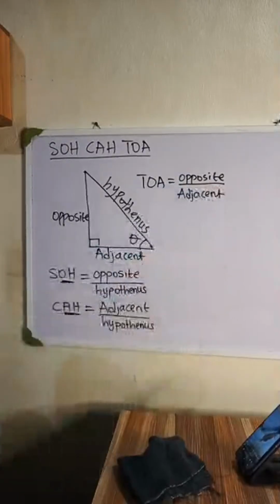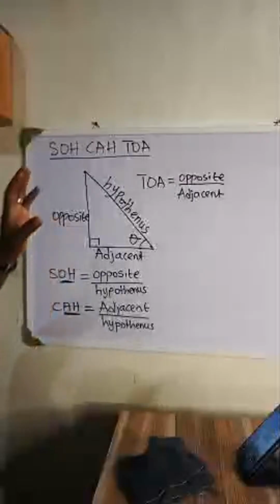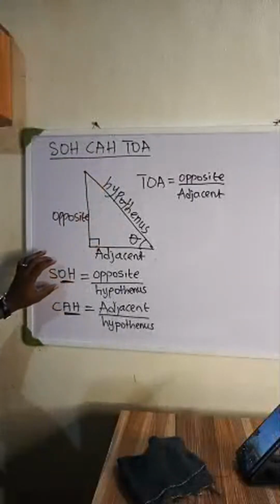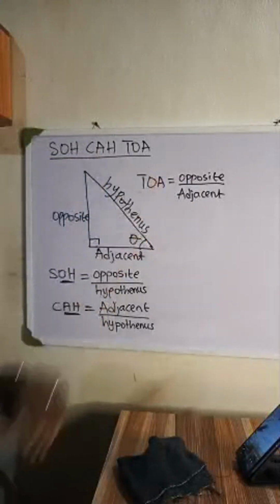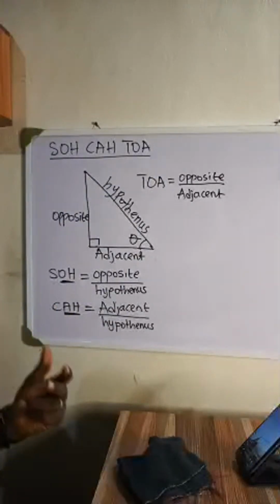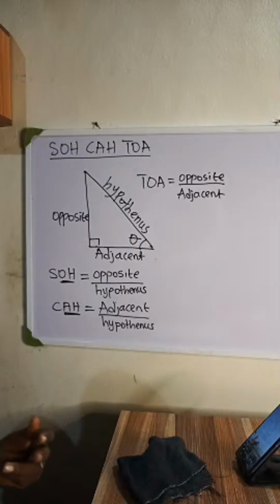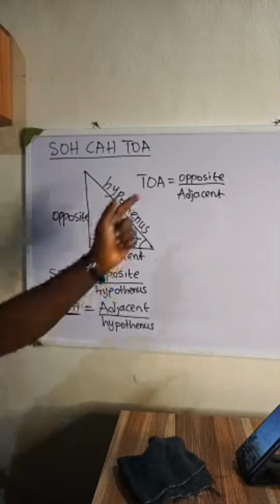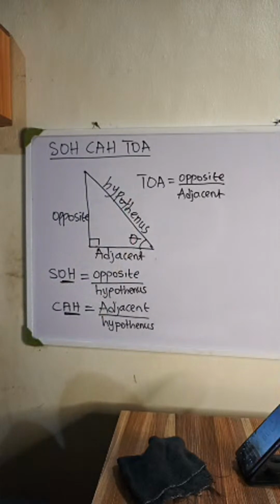So whenever you're solving using Sohcahtoa, you must take note of these three terms. SOH is opposite over hypotenuse, CAH is adjacent over hypotenuse, and TOA is opposite over adjacent.